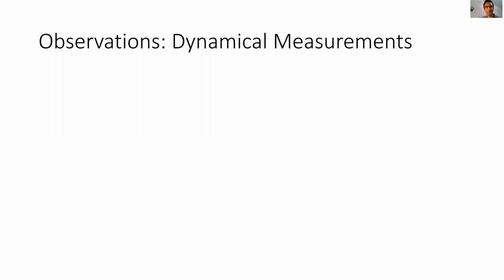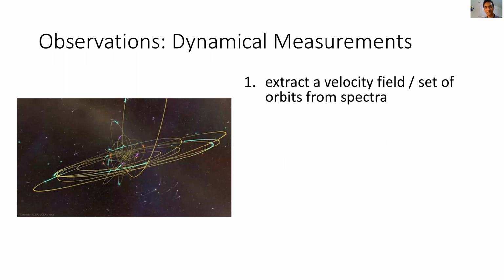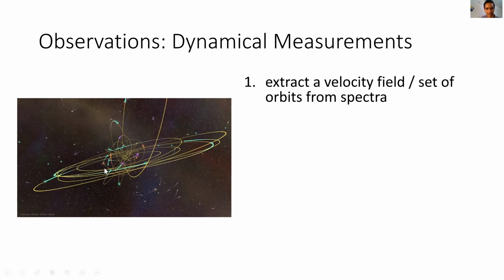Another way that we can learn about the supermassive black holes is through dynamical measurements. So there's a couple of steps involved. One of them is to extract a velocity field or a set of orbits from spectra. I couldn't find any good images for this, so I just took a screenshot of that video, but imagine this, except so this is super localized around the central black hole. Imagine this, except rotated in 3D, completely filled in, so you couldn't even see those stars in the center. We want a velocity field that's integrated over all of the space that we're seeing. Even so, many more orbits than this.